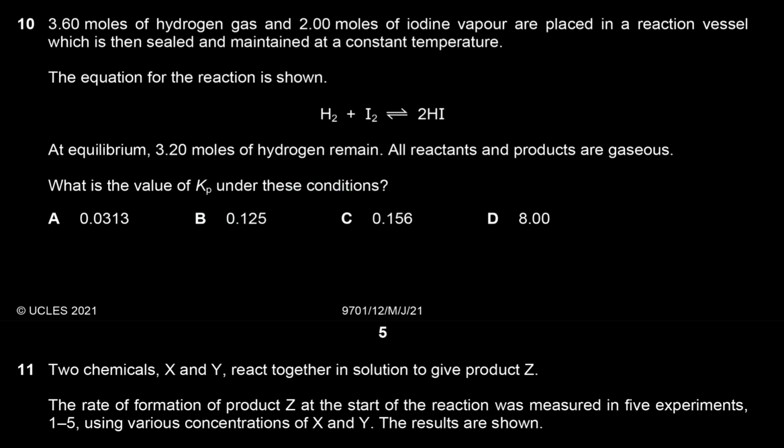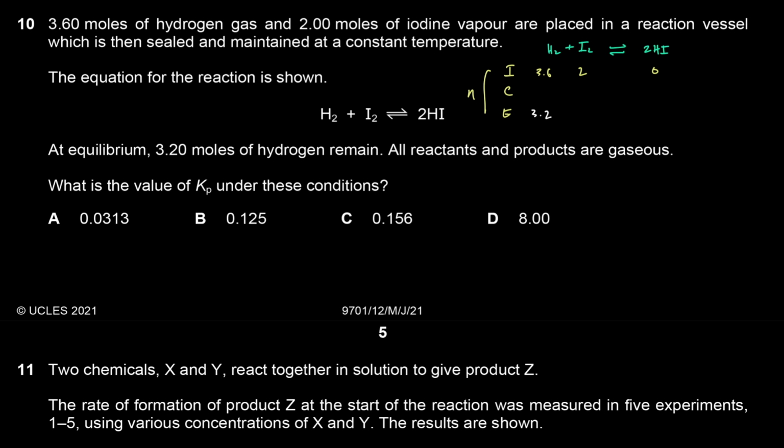So over here, we can use an ice table. We have H2 plus I2 giving us 2HI, and we're going to use an ice table for the number of moles. Initially, we had 3.6 moles of hydrogen and 2 moles of iodine, and obviously, we had 0 moles of hydrogen iodide. At equilibrium, they said that 3.2 moles of hydrogen remained, so at equilibrium, we had 3.2 moles of hydrogen left.